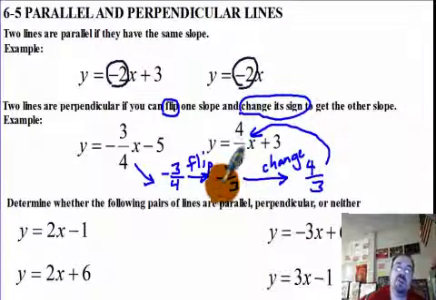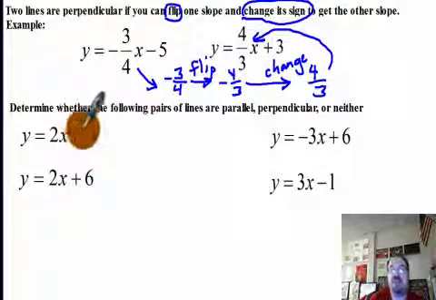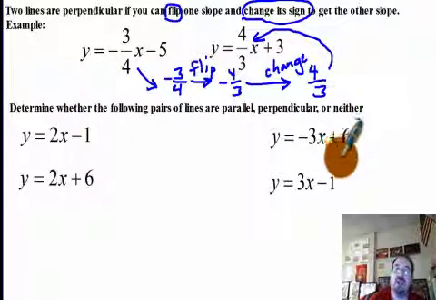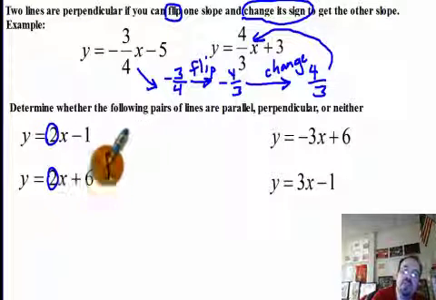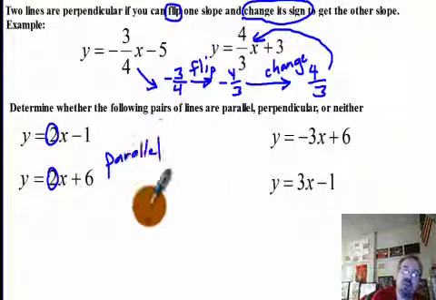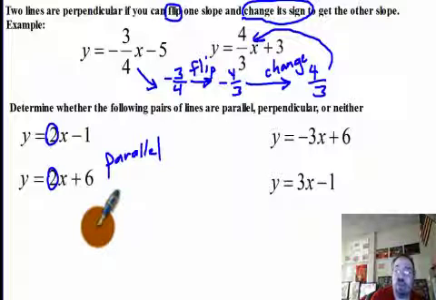So that's what we're going to do. So let's look at some examples. We want to find out which of these lines are parallel, perpendicular, or neither. In the first example, because both of the slopes are -2, I see that they are parallel. All right? And that's really all you do.